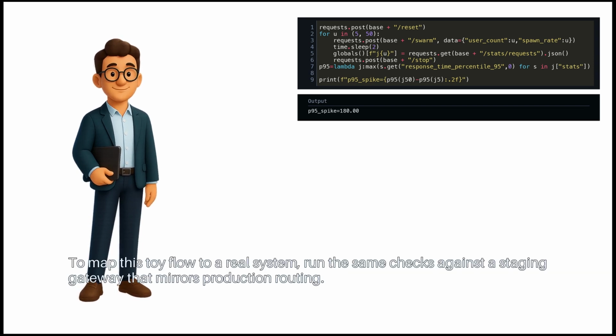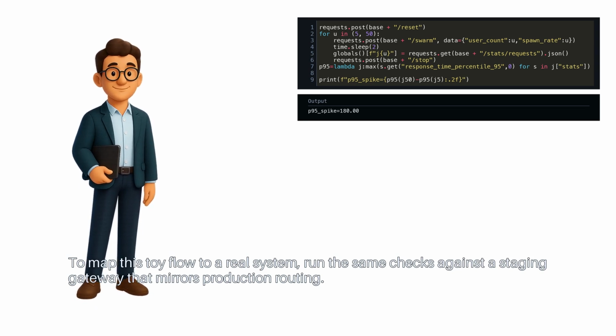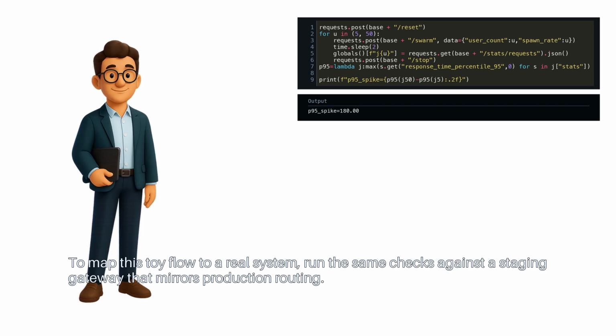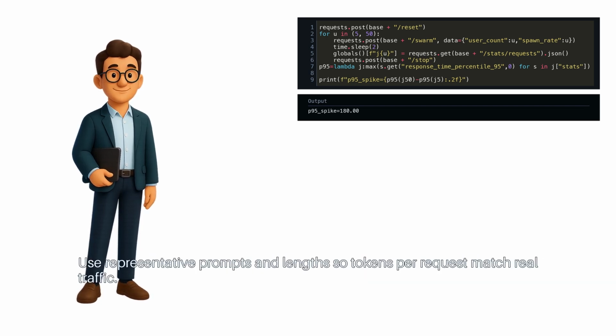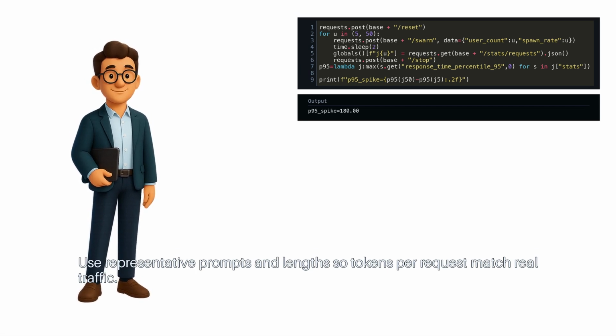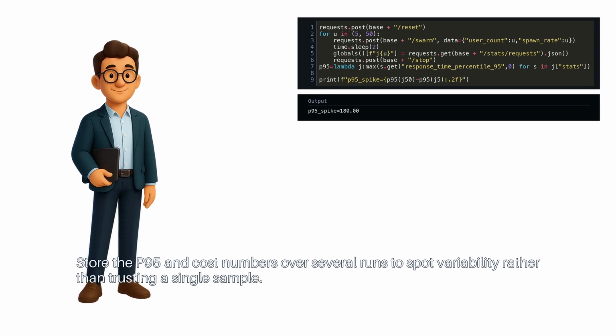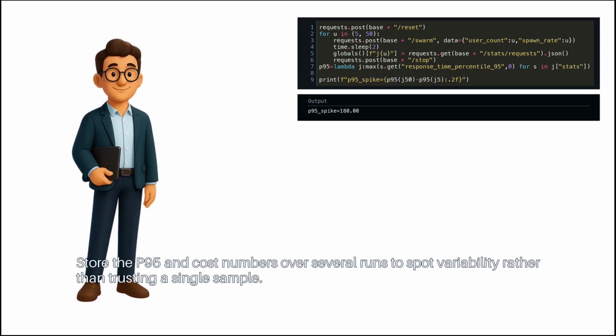To map this toy flow to a real system, run the same checks against a staging gateway that mirrors production routing. Use representative prompts and lengths so tokens per request match real traffic. Store the P95 and cost numbers over several runs to spot variability rather than trusting a single sample.